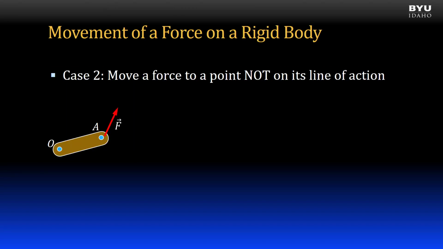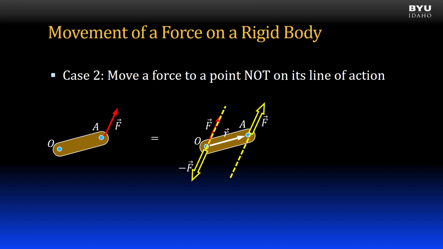In the second case, we want to move a force from one point on a body to another point that is not on the line of action of the force. In this example, we have a force applied at point A. I would like to get an equivalent system by moving the force to point O instead, which does not lie on the line of action of the force. Again, we can think of this graphically as adding two forces at point O that are equal and opposite, and in the direction of the line of action of the force. In this case, we see that doing so forms a force couple.